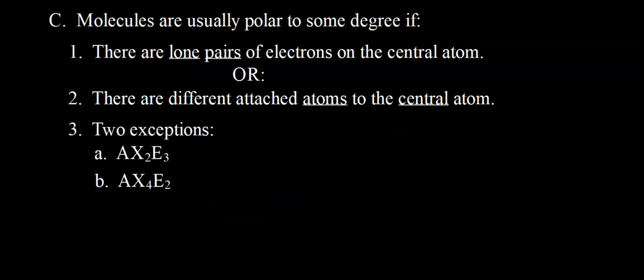All right, in summary, molecules are usually polar to some degree if there are lone pairs of electrons on the central atom, we saw that with ammonia, or there are different attached atoms to the central atom, like we saw in chloromethane. Now be careful, there's 2 exceptions to number 1 there, where you have molecules that have a lone pair of electrons on the central atom but are nonpolar. The 2 exceptions are the linear derivative of the trigonal bipyramidal geometry, so that's AX2E3.